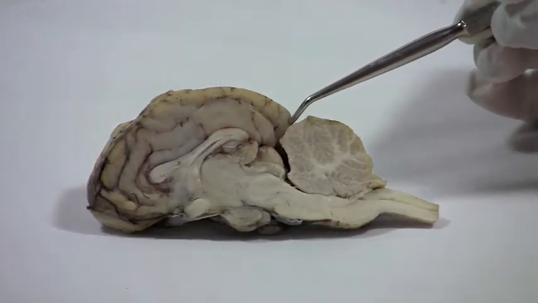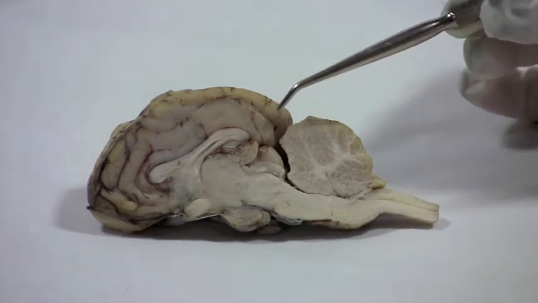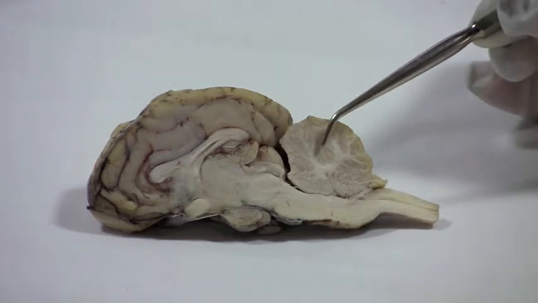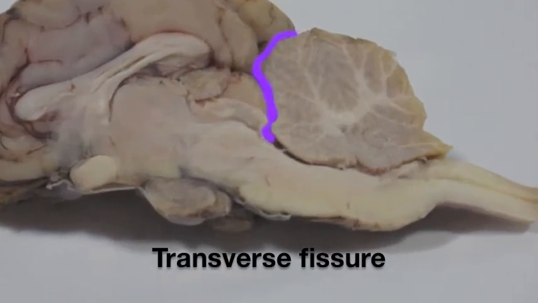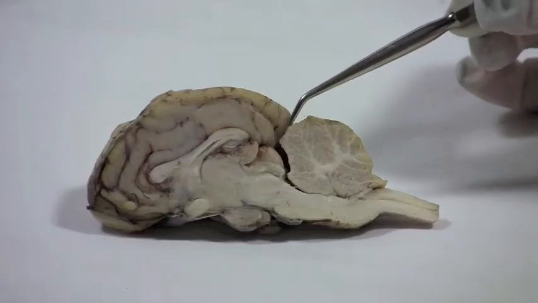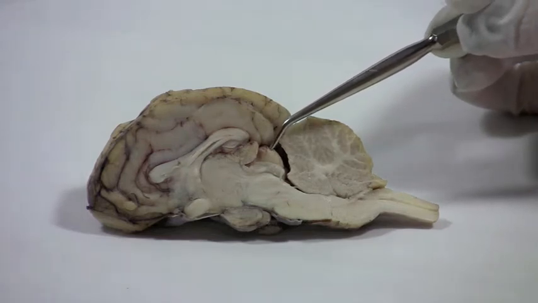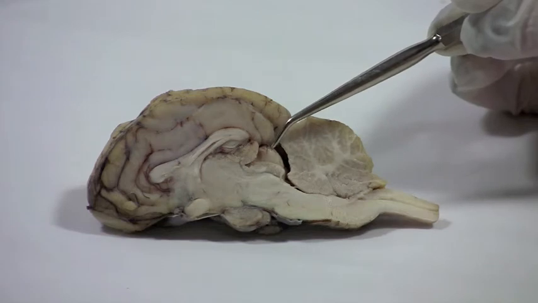Here we can see the transverse fissure that separates the cerebrum from the cerebellum. And moving through the transverse fissure, we look right onto the dorsal surface of the midbrain. This projection is called the superior colliculus. It's part of the corpora quadrigemina.